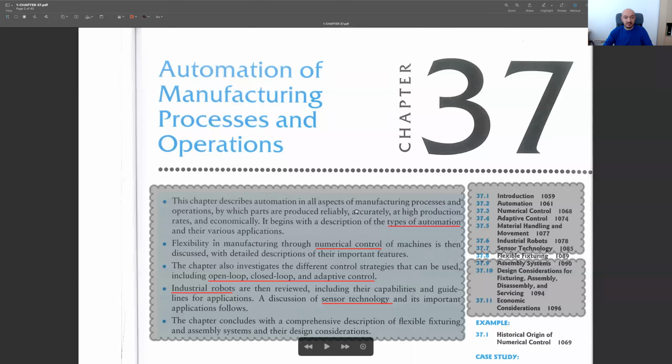We'll be discussing the types of these automation methods, hard automation, soft automation, and also we'll be spending some time on numerical control, its fundamentals. We'll be discussing the type of control strategies, especially employed in manufacturing machinery, like open loop, closed loop, and adaptive control. And toward the end of the chapter, we'll be discussing industrial robots, what the types of them are, and we'll also be focusing on the type of sensors we can use in robots and also in some manufacturing systems.